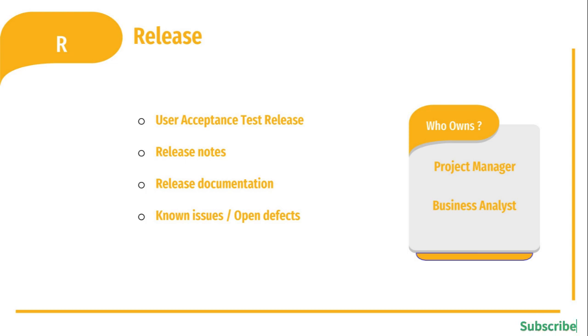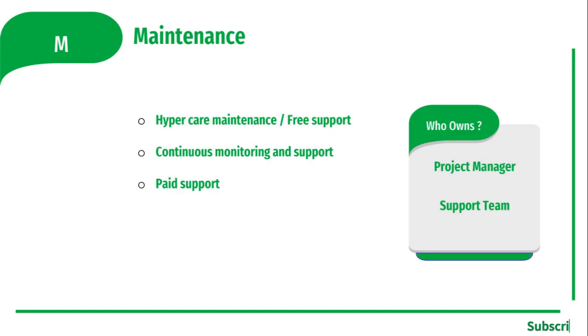Once the music application is released to the customer, the project now moves to the maintenance phase. For the first few days or weeks after the successful application release, the project team supports the customer for free. Once the free support period is completed, the vendor or the software company charges the customer under the paid support plan. This phase is owned by the project manager and customer support team.